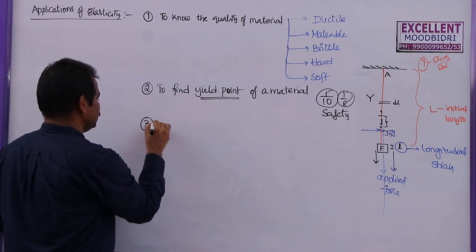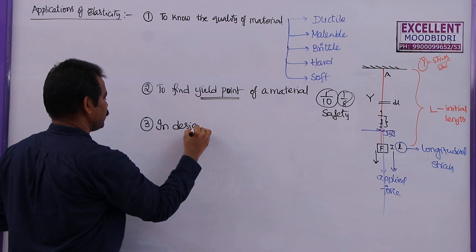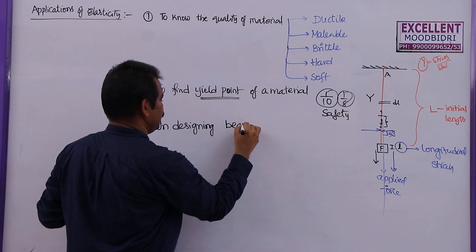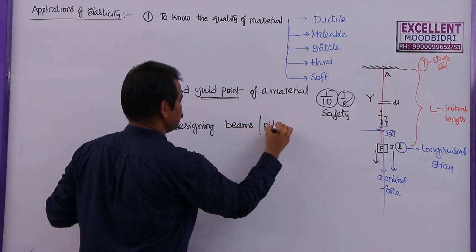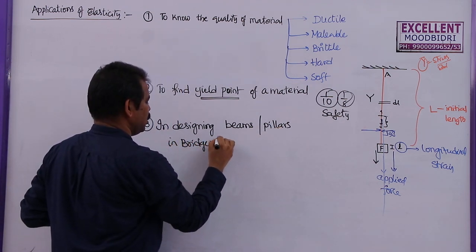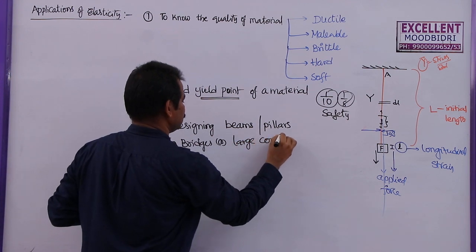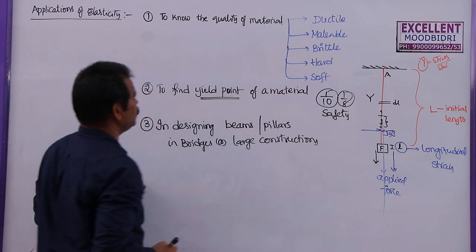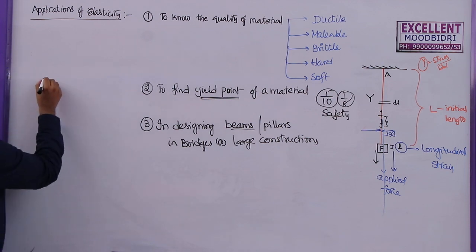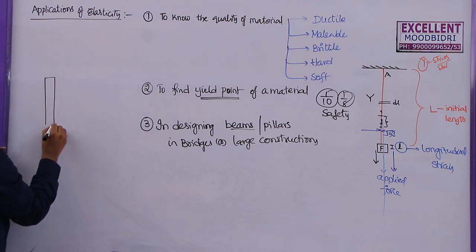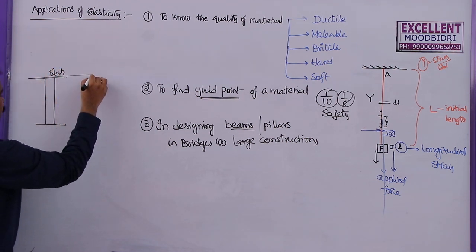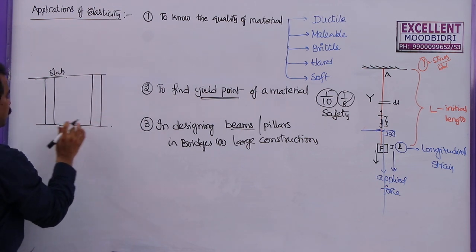Now, in the third case, in designing beams or pillars in bridges or large constructions. These are some of the applications of elasticity. So what is designing these beams or pillars? Generally, if you use a rectangular beam as a pillar in a building, this is the slab and these are the pillars provided at regular distances.